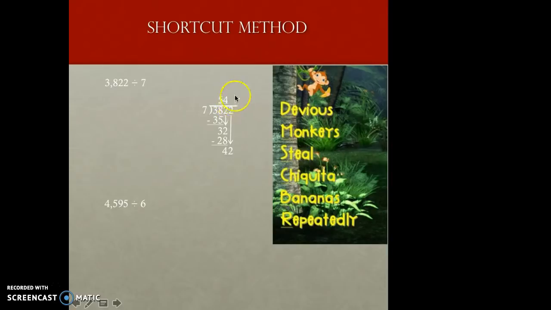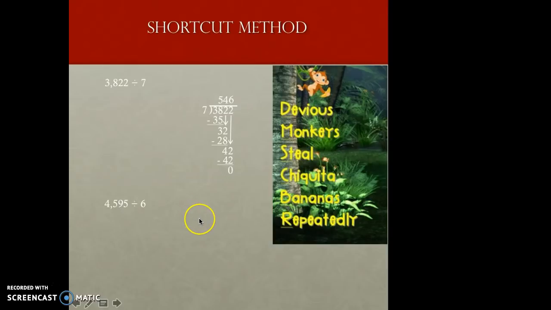So let's repeat. It's time to divide again. 42 divided by 7 would be 6. Multiply. 6 times 7 is 42. Time to subtract. Check. There's nothing else to bring down. That means I am done. I have no remainder, and my answer is 546, as you probably remember from yesterday.